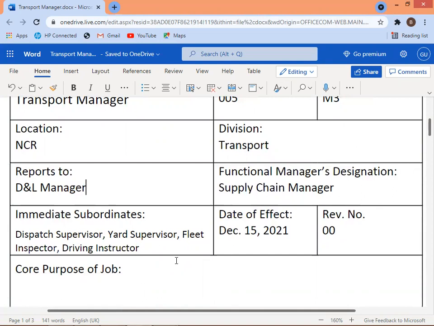And there is a checklist that is going to be filled out by the fleet inspector, and also after arrival of the fleet unit coming back from the delivery.